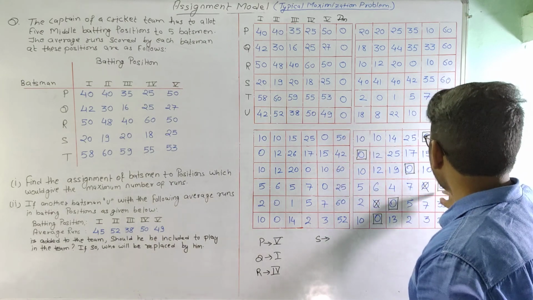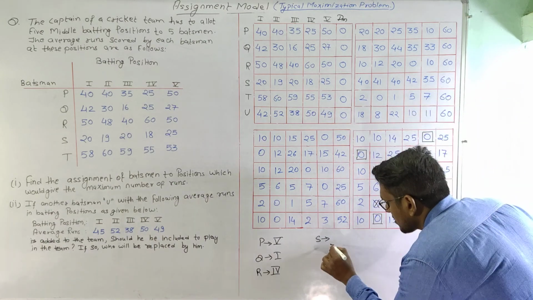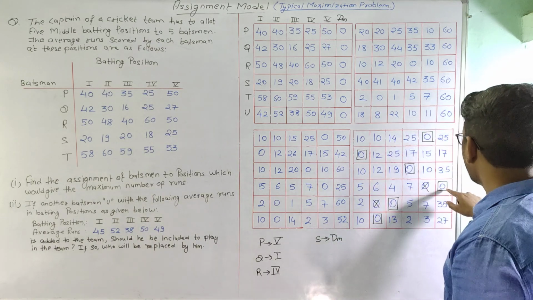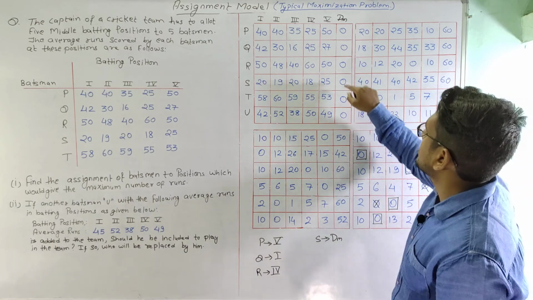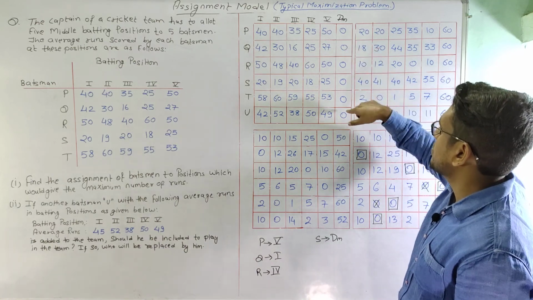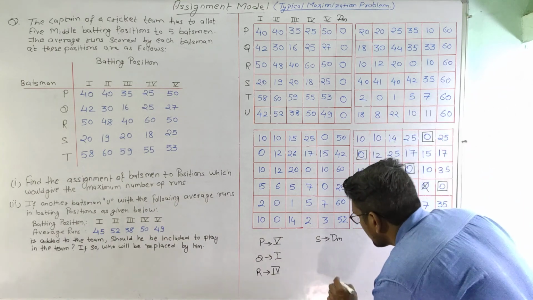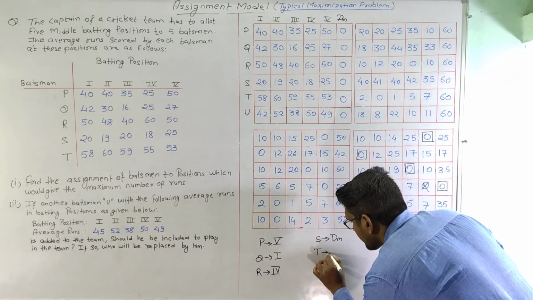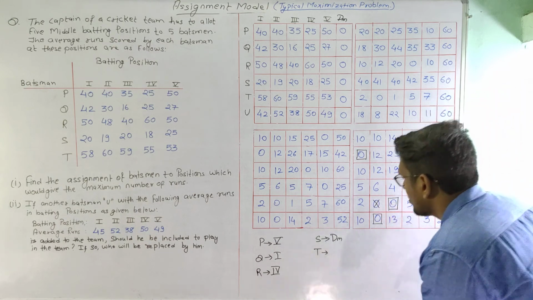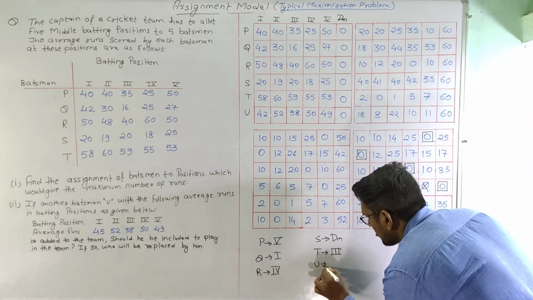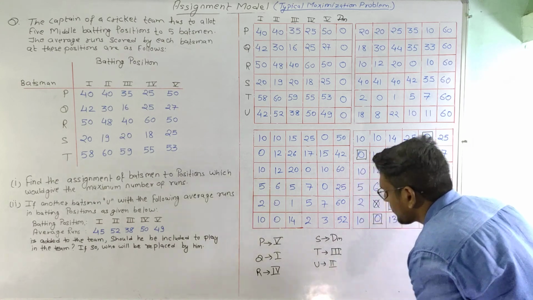S has been assigned to 6, row 6, that means dummy. So S has been assigned to row 6, and row 6 is column 6, and column 6 is the dummy column. T has been assigned to position 3, U has been assigned to position 2.